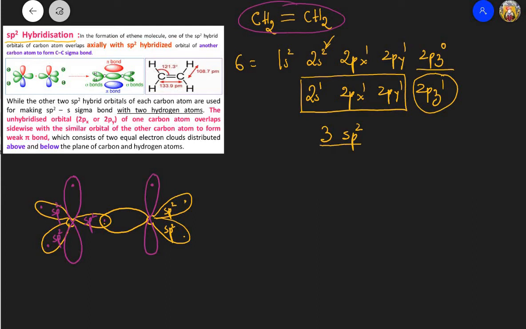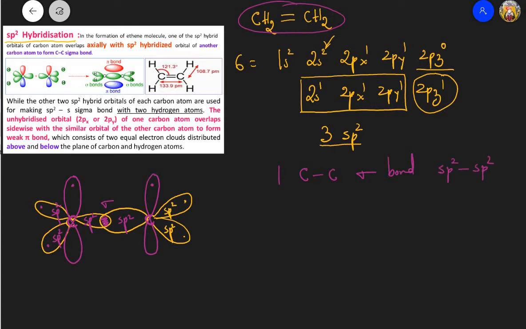So this I have already told you, this is sp2. Now this sp2 and sp2 have formed a bond here, which means this is a sigma bond between this carbon and this carbon. So therefore we are having one carbon-carbon sigma bond, but here we should remember it is a bond between sp2 and sp2, right?